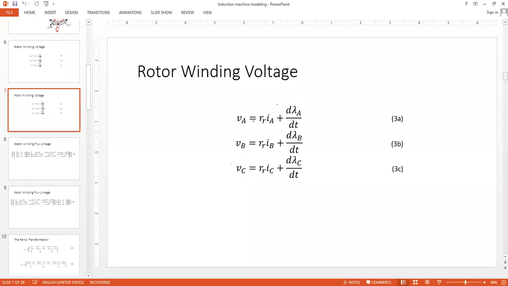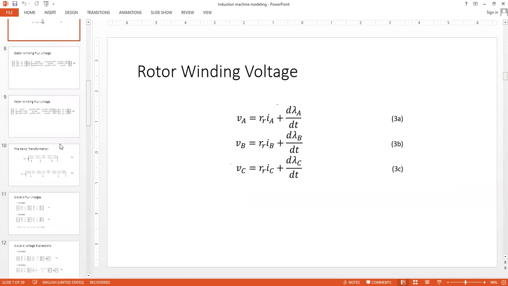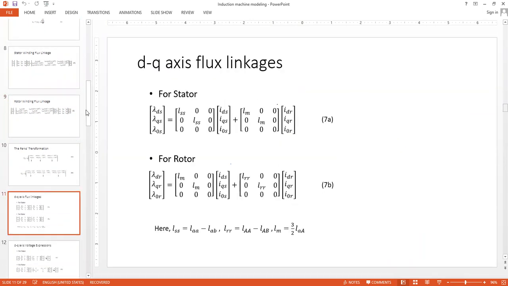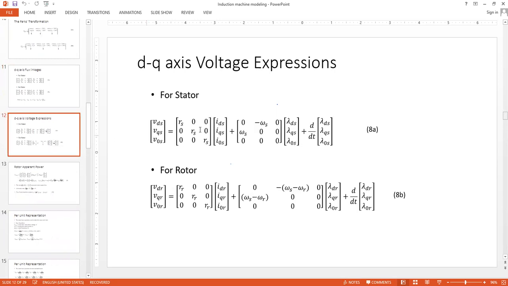For rotor winding voltage, you can see it is all caps, V capital A up to V capital C, I capital A up to I capital C, and lambda capital A up to lambda capital C. So these are the rotor variables or quantities. All of these quantities are actually in the rotor frame. So for transformation, we need to use only the TDQ0R matrix. Once that is done, you can easily find equation 8a and equation 8b for the stator and for the rotor respectively.